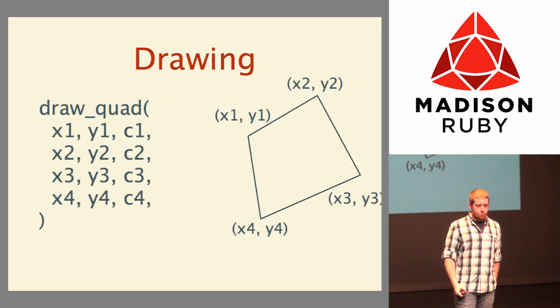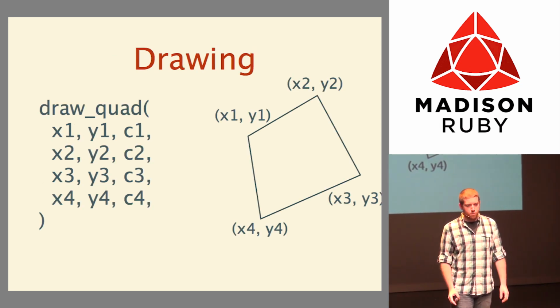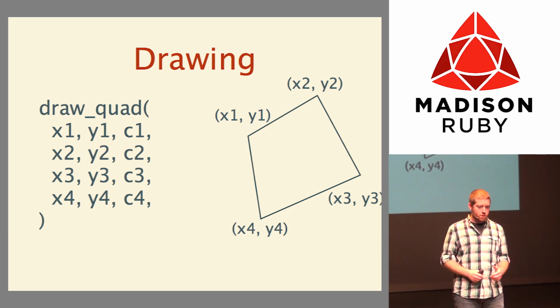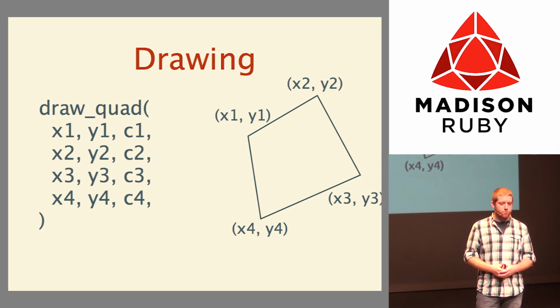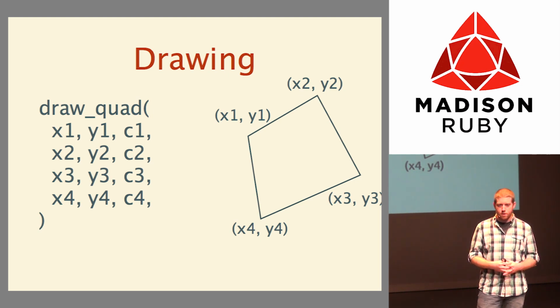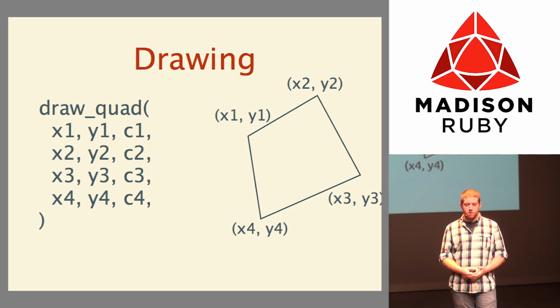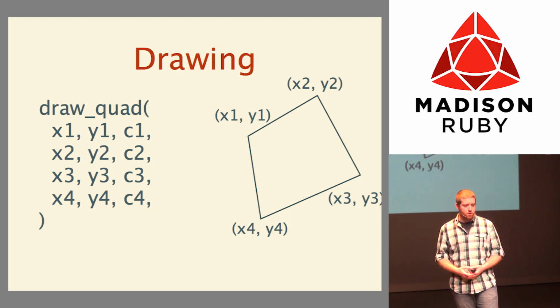So Gosu has some tools for helping you draw on the screen. One of the methods that you'll use a lot is draw quad. You give it an x coordinate, a y coordinate, and a color for 4 points on a quadrilateral, and it'll draw them together and fill in what's in between them. There's also things like draw triangle and draw line. And then Gosu also has tools for helping you put text and images on the screen with about as much code.